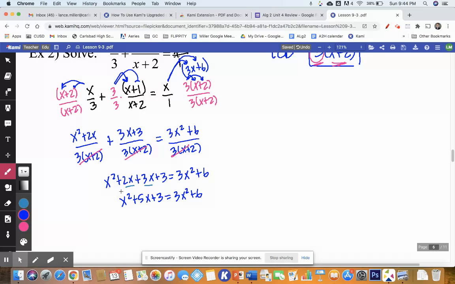Here's the thing. I have a quadratic, right? So I can't just make x equal to 5. Okay, how do we solve a quadratic? I have to set everything equal to 0, and then we're going to use the ways that we've learned previously. So let's move everything to the right-hand side. Okay, I'm going to subtract x squared. I'm going to subtract 5x, and I'm going to subtract 3.